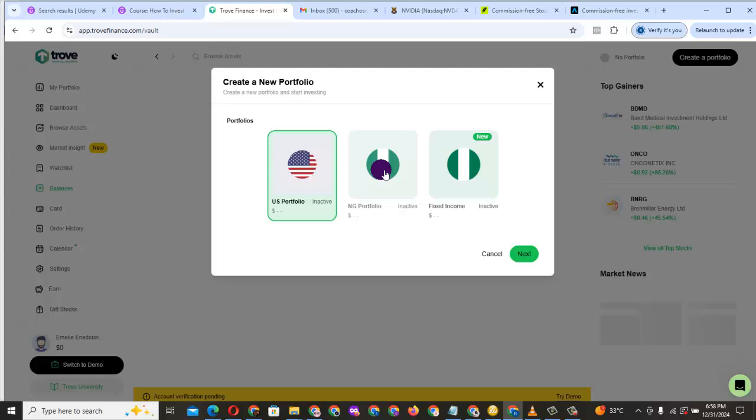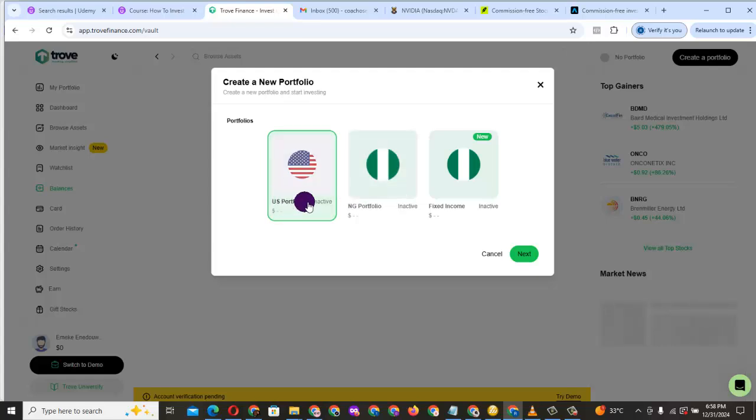So if I'm funding my local account, that is the NG portfolio, the local portfolio, it means that I want to be investing in local stocks. For instance, you want to buy MTN, you want to buy Dangote, any bank like GT Bank, Zenith Bank, Access Bank, Geregu, Oando, you have PZ. All these are local stocks. You have Okomu Oil, you have a lot of them. You have BUA Cement, you have BUA Foods. So even Dangote Sugar, all these ones are local stocks that you can buy.